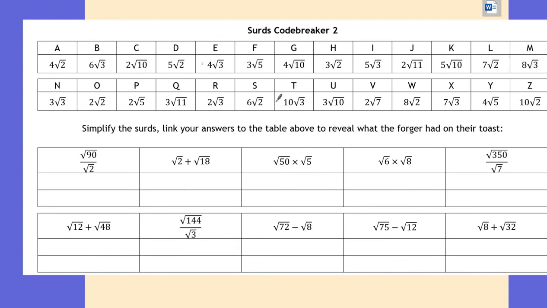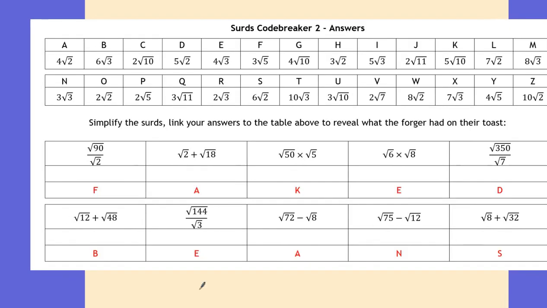Link your answers up to the table at the top and see if you can reveal what the forger had on their toast. Pause the video now. And the answer is up on the board. This time I was looking for faked beans. Well done if you got that right. You needed to remember when you were working with addition and subtraction, you needed to simplify those surds first.